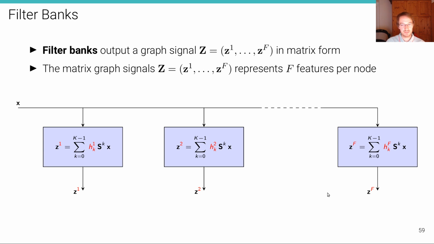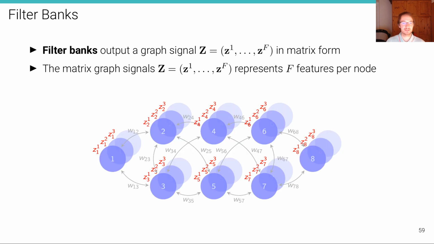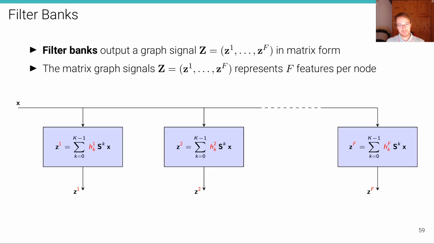So each of these C's here is a one-dimensional graph signal, where we have specified for each vertex one real number. But now we have F of them, so we have effectively specified a feature vector for each vertex. You can think of this as a book, where at each page of the book we have specified a 1D signal, such that if we look at the entire book, we have a vector per node. This is a filter bank.